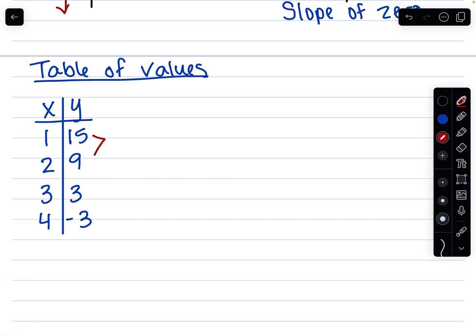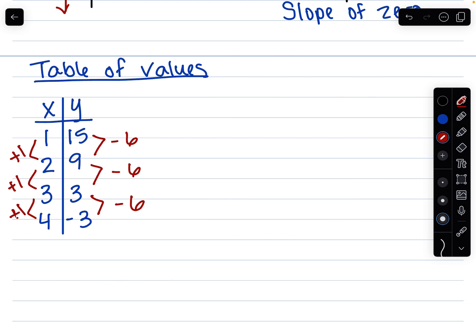So how do I get from 15 to 9? By doing what? -6. How do I get from 9 to 3? -6. What about 3 to -3? -6. So it works. You have to check all the way down. Okay, I'll tell you why in just a second. How do I get from 1 to 2? +1, 2 to 3, +1, and 3 to 4, also +1. Okay, so as long as those numbers stay the same every time, now I can write a fraction for my rate of change.